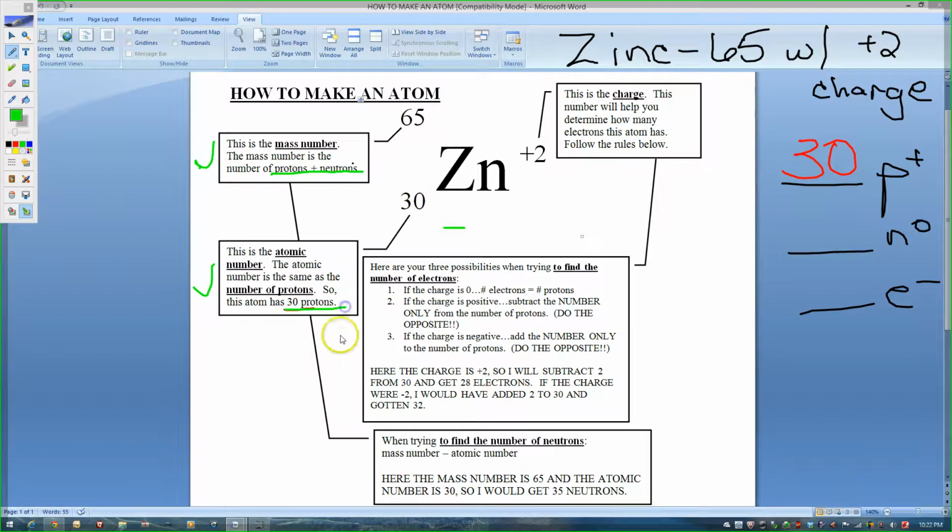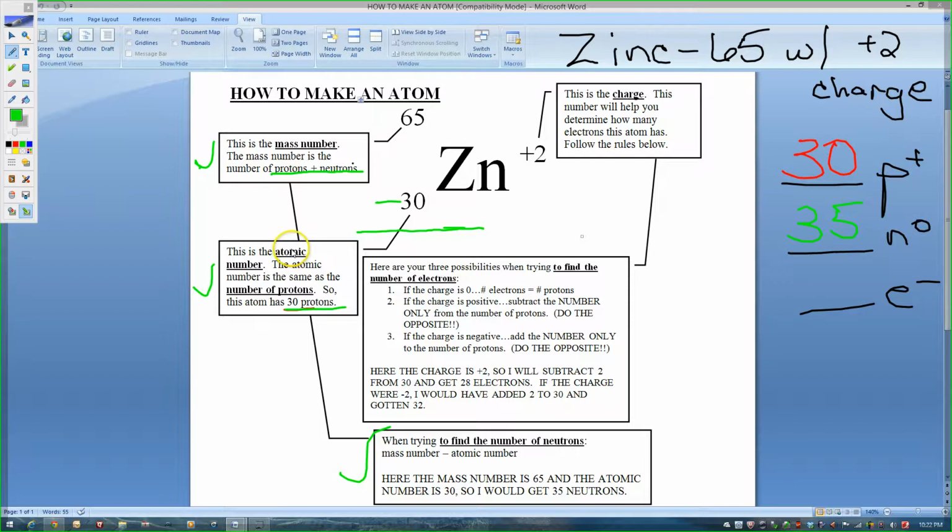This is protons. Well, if we want to know how many neutrons there are, then this simply becomes a subtraction problem. And 65 minus 30 is 35. Plain and simple. And that explanation of what I just gave you is down here.